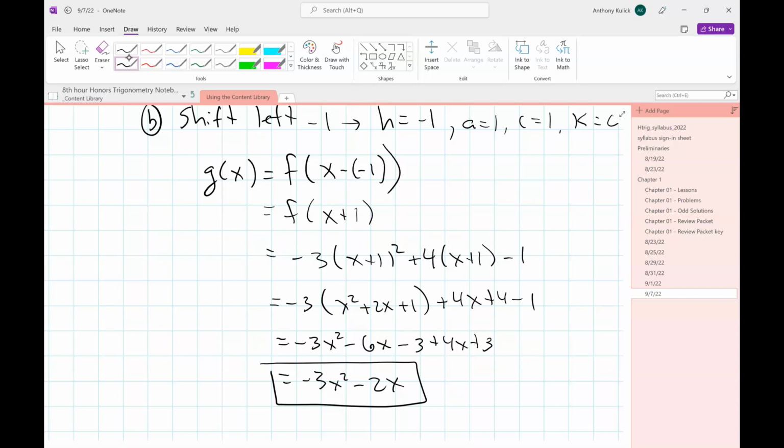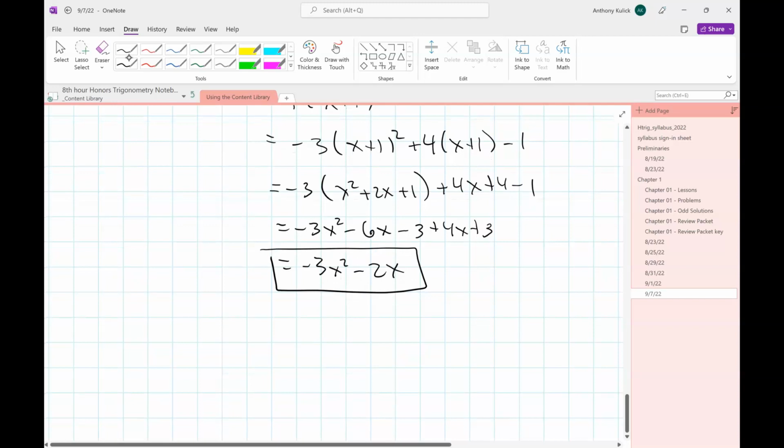How are we doing so far? Does this all look relatively familiar? Algebra 2 enough? Yeah. All right. Let's do something a little bit sneakier here.